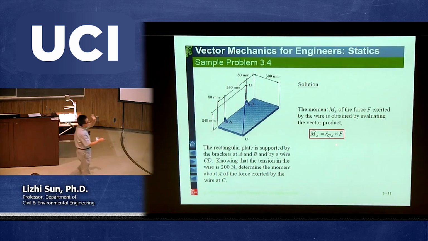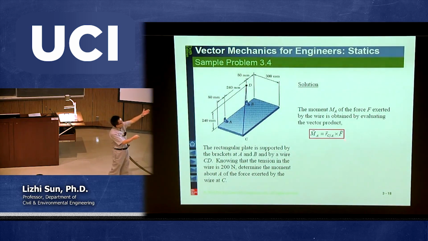On the other hand, it's very simple if you use this equation, in fact. And this is the definition of the three-dimensional moment. Okay, so how to calculate the moment of this force at point A? Well, identify two vectors and conduct a cross product. That's it. The first is the distance vector. That means from A to C.